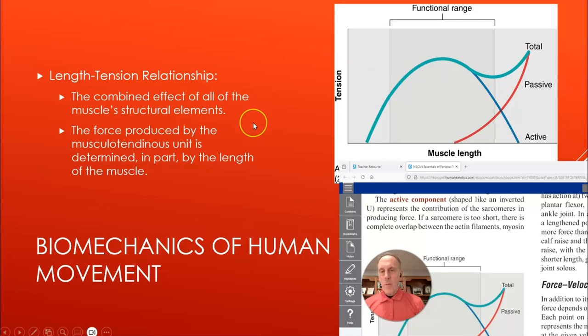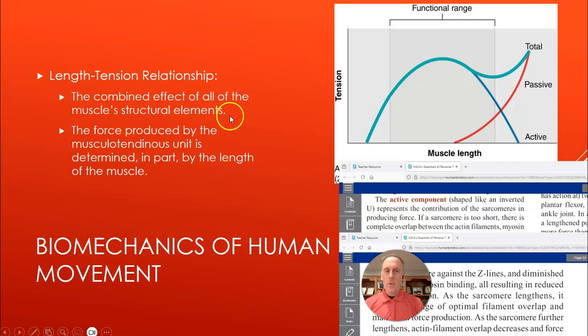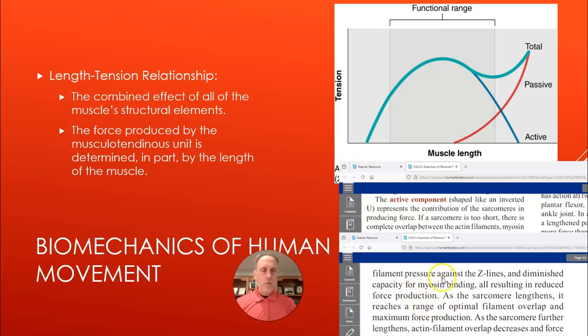And with that, you have the length of the muscle, but you also have the length of the sarcomere itself, which does play its part. They elaborate a little bit further. They talk about the filament pressure against the Z lines and diminished capacity for myosin binding because it can't pull anymore. It can't take a little cross bridge across and pull the myosin. The myosin can't pull the actin like it's rowing. It's limited at that point.